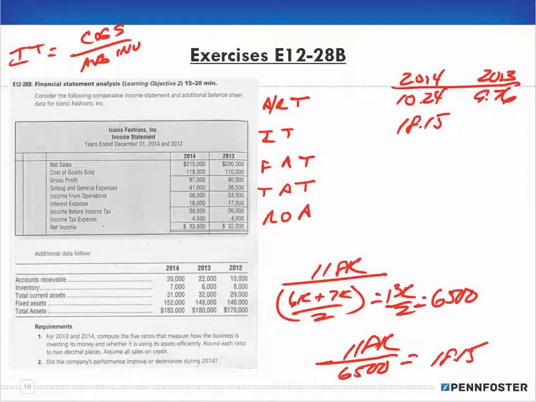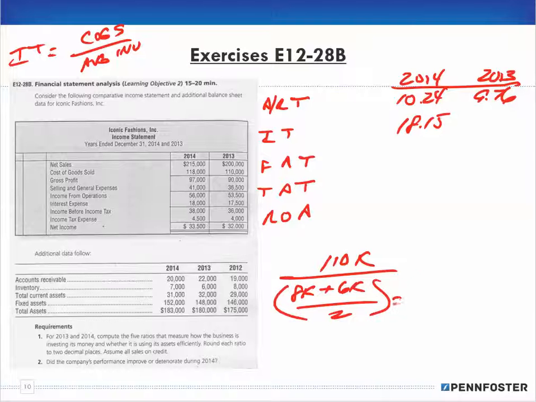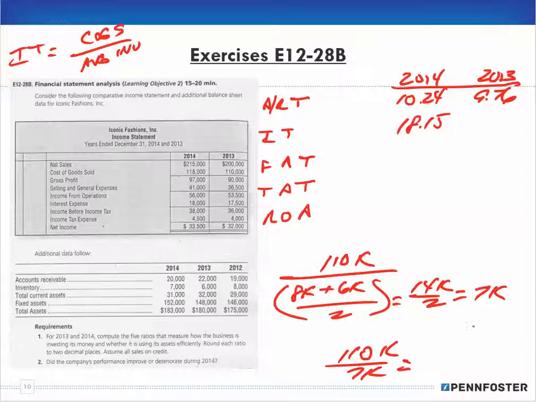So pause the video here. All right, I'm erasing. Okay, so really what we're doing here is just number crunching, but you do have to be able to pick the right information in order to solve the problem correctly. So 14,000 divided by 2 is 7,000. So I have 110,000 divided by 7,000, and that's going to give me 15.71. So my inventory turnover for 2013 is 15.71. Okay, pause the video.